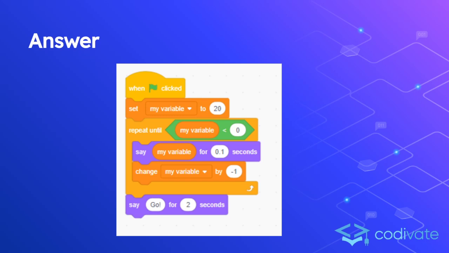If you want to make it not say 0, if you want to just make it say 3, 2, 1, go, then think about how you would change that. Really, it would just be changing the 0 to 1.